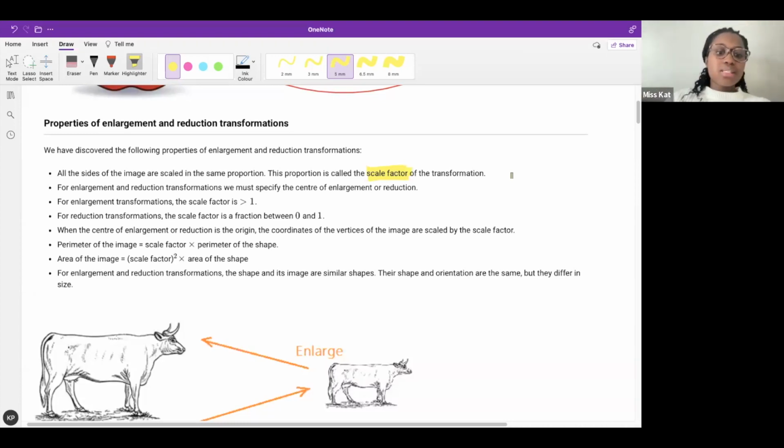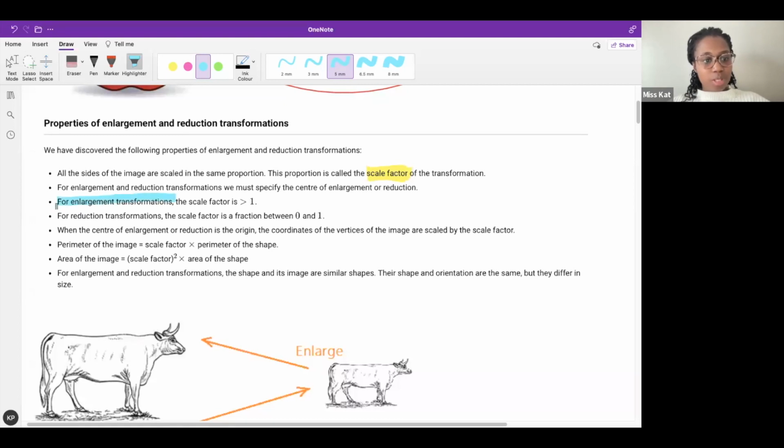Okay. Second one says, for enlargement and reduction transformation, we must specify the center of enlargement or reduction. But as we've seen, we haven't used that specifying the center much, right? Because we are not actually drawing. That is usually for when you are physically drawing using Cartesian plane and rulers and all of that. We're going to focus more on the rules, the numerical rules. Okay. And then for enlargement, this is important rule number 1.